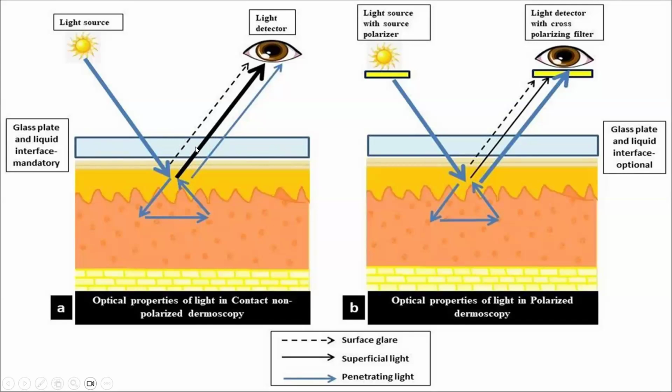You can see here the black one, that is the superficial depth. You can see the epidermis very nicely in non-polarized settings, and in polarized it is the deeper, a little dermal lesions that can be seen better in this polarized one.